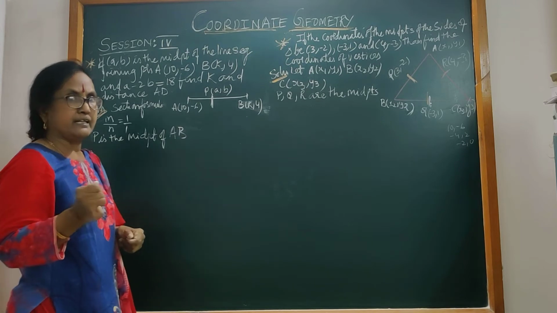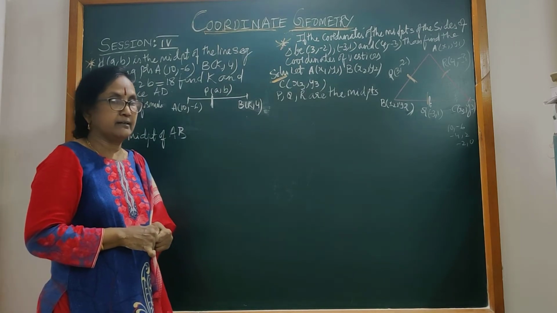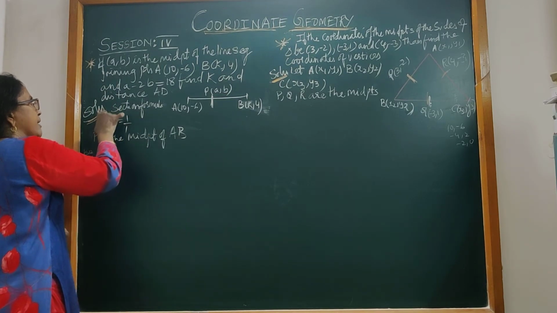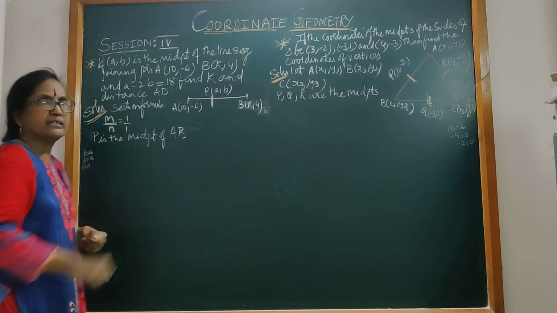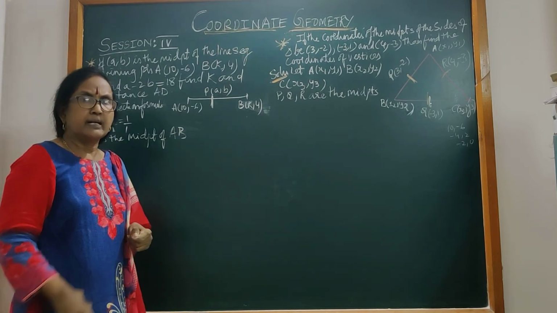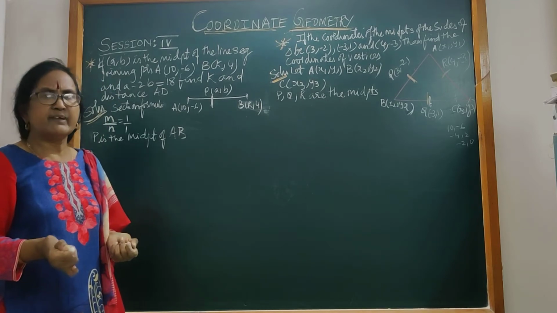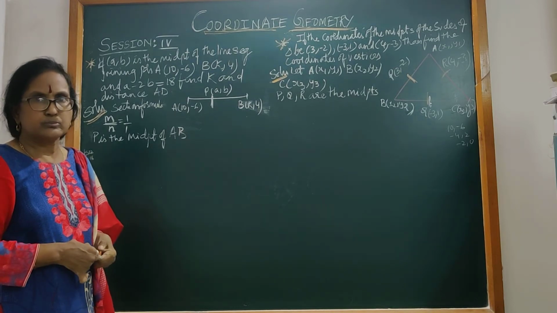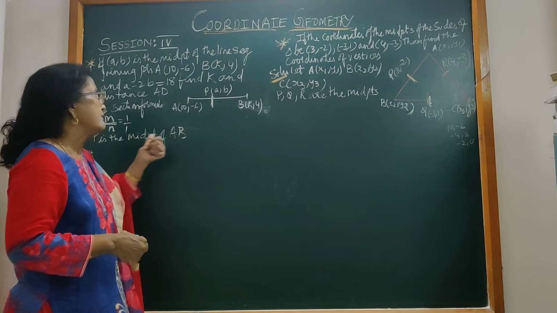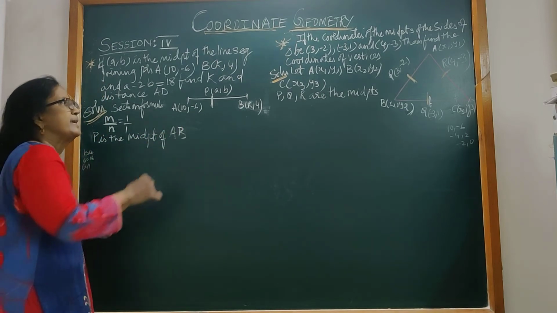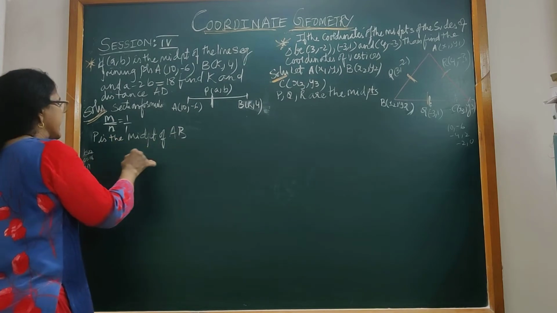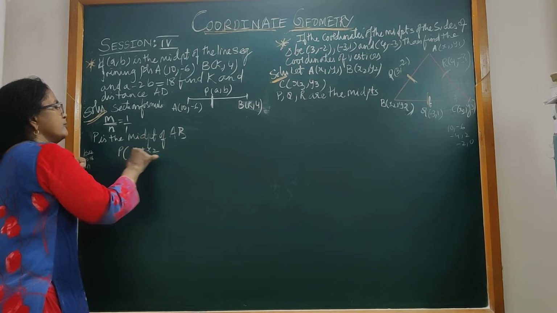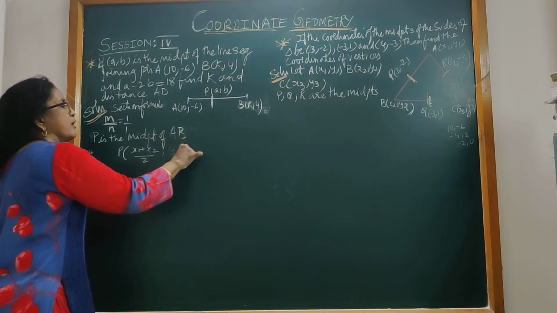Now two options are there. Either you can apply the section formula. If you are applying the section formula, then the ratio m upon n will be 1 is to 1. But if you are applying the midpoint formula, then it's very easy: x1 plus x2 upon 2, y1 plus y2 upon 2. When you are applying the section formula also, it will come to the same formula. Now P is the midpoint, so we can take the coordinates of P as x1 plus x2 upon 2, y1 plus y2 upon 2.